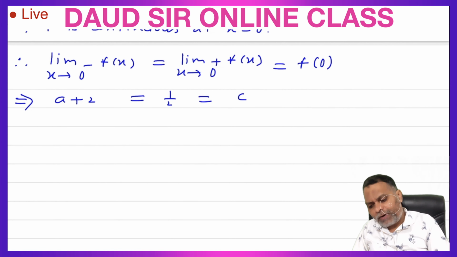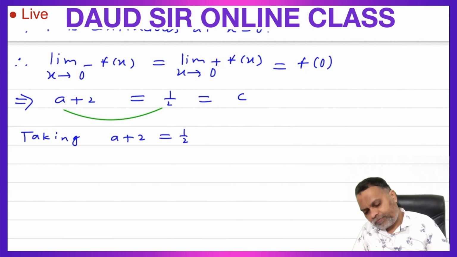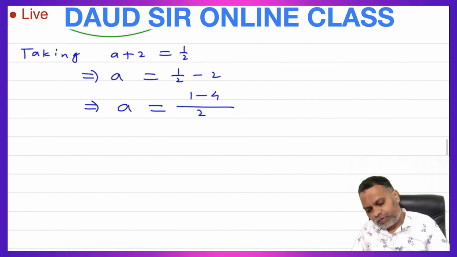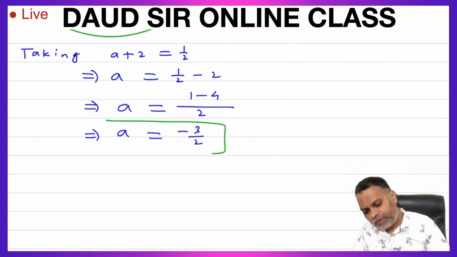So we can take two parts, taking this 2, taking a plus 2 is equal to 1 upon 2. So a is equal to 1 upon 2 minus 2, which implies a is equal to, take LCM 2, 1 minus 4. So a is equal to minus 3 upon 2, the value of a.